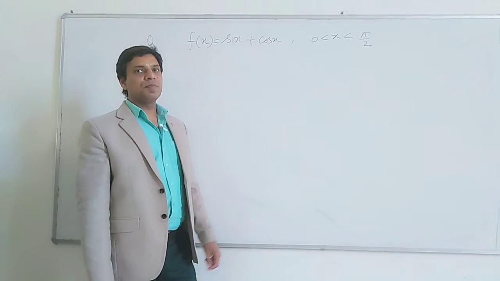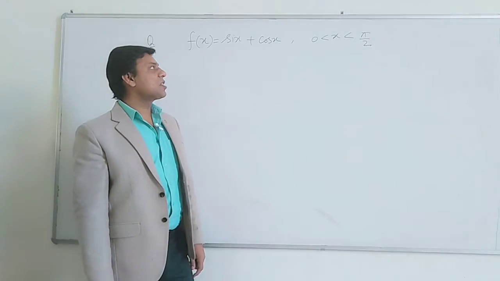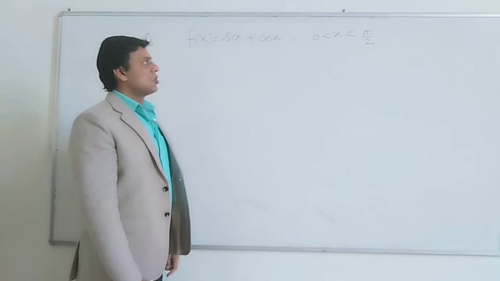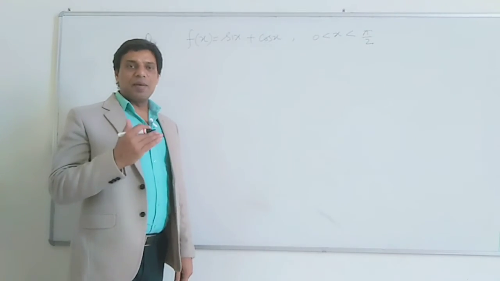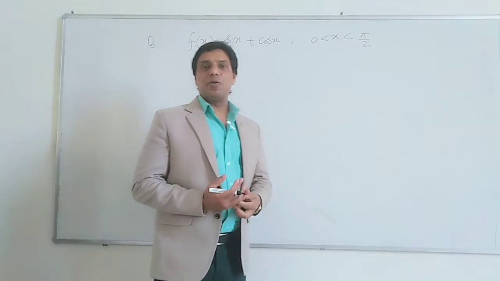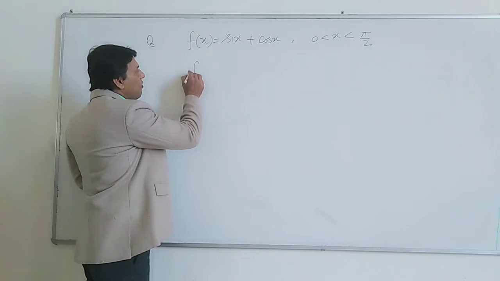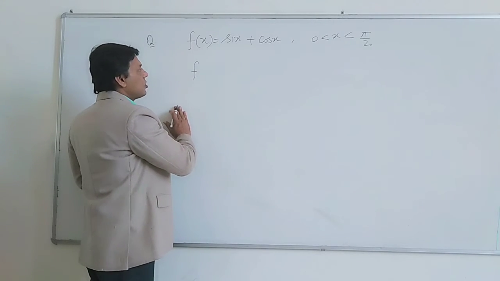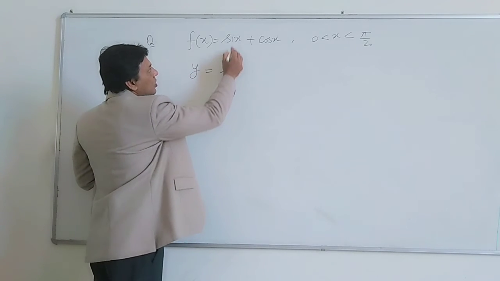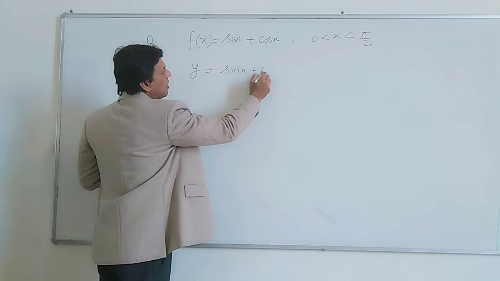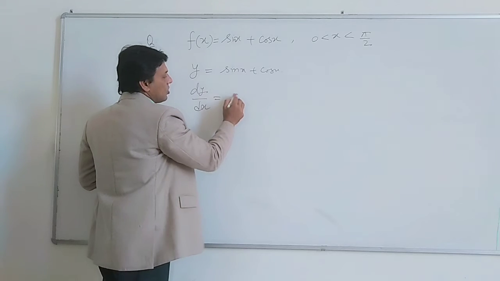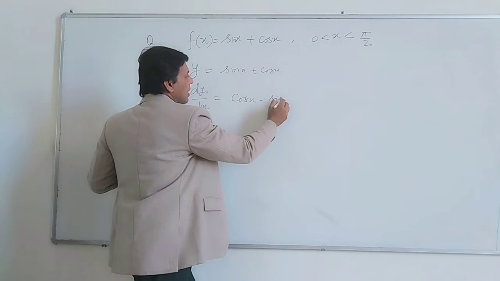Now see this question. f(x) is equal to sin x plus cos x, and x is given between 0 and pi by 2. So we will have to check where the point is locally maximum or locally minimum, but our domain is between 0 to pi by 2 only. So first of all find derivative. So I am going to do it with the second derivative, then I will assume it y. So I will find the derivative, that is cos x minus sin x.